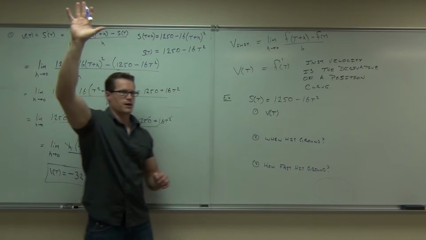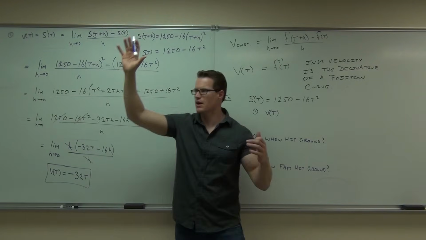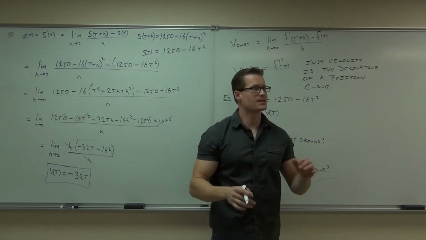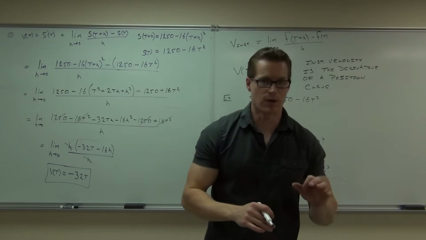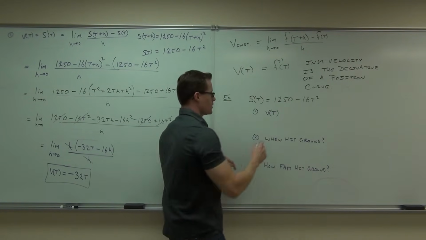How many were able to find that? Good for you, that's fantastic. If you got that, you got the derivative down. That is the instantaneous velocity at any point. So right now we've answered v of t.